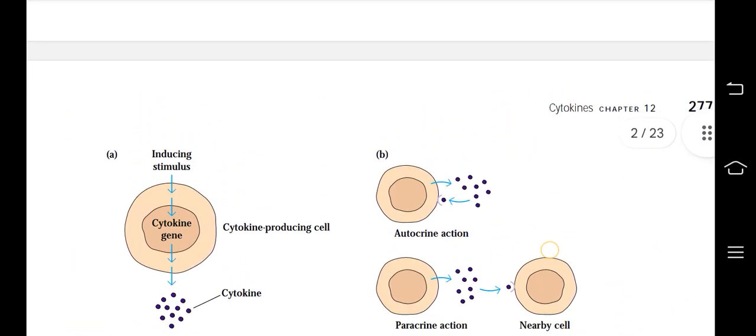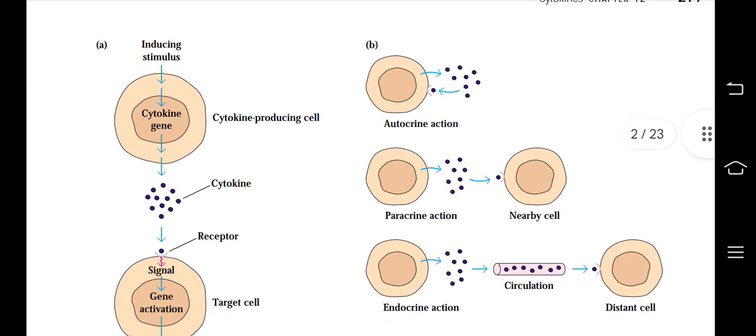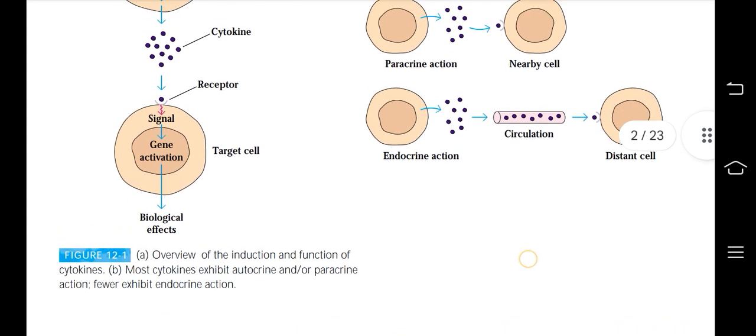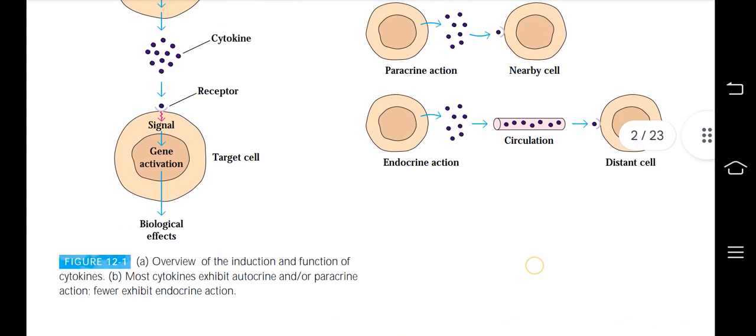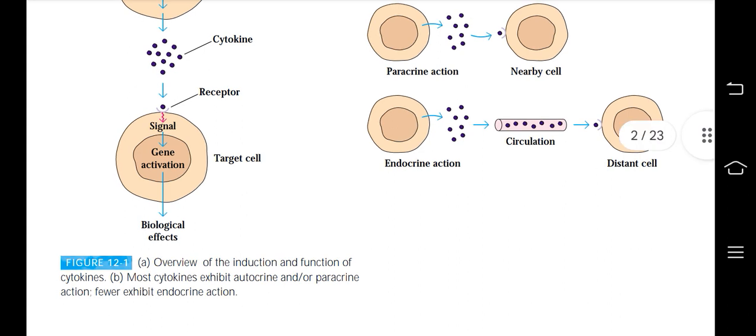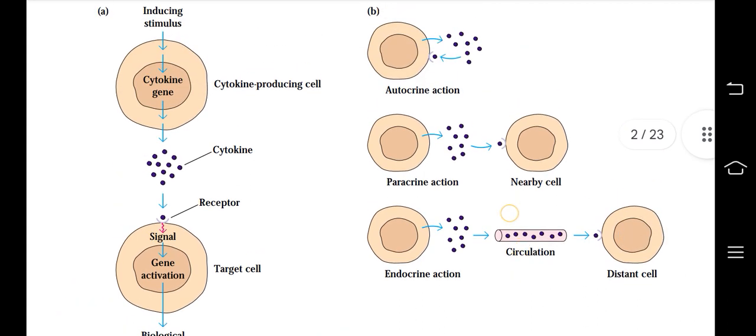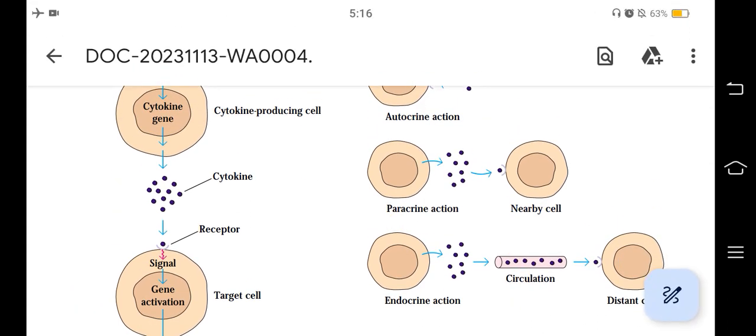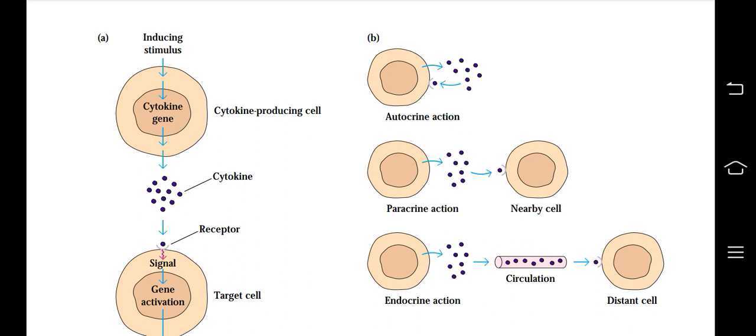Here we could see some pictures. Overview of the induction and function of cytokines. Most cytokines exhibit autocrine and paracrine action. Few exhibit endocrine action. Here we could see a cell, which is a cytokine producing cell. There must be some inducing stimulus. So the cytokine gene inside of that particular cytokine producing cell got activated.